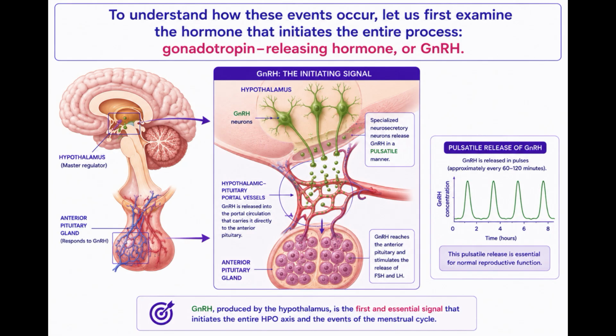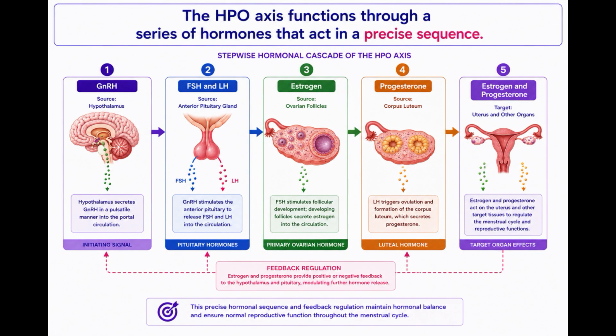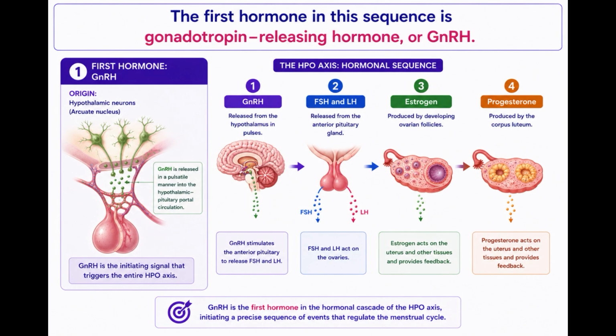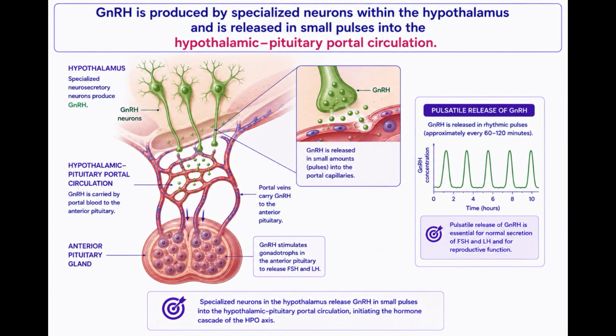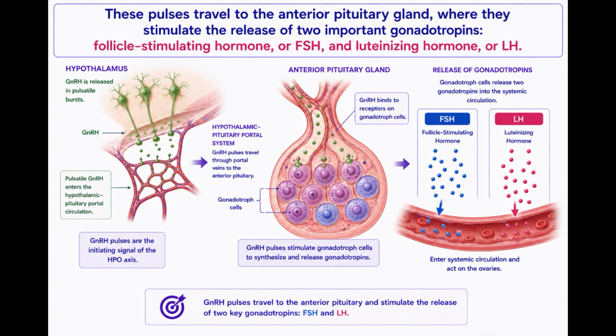To understand how these events occur, let us first examine the hormone that initiates the entire process, gonadotropin-releasing hormone, or GnRH. The HPO axis functions through a series of hormones that act in a precise sequence. The first hormone in this sequence is GnRH. GnRH is produced by specialized neurons within the hypothalamus and is released in small pulses into the hypothalamic pituitary portal circulation. These pulses travel to the anterior pituitary gland, where they stimulate the release of two important gonadotropins, follicle-stimulating hormone, or FSH, and luteinizing hormone, or LH.